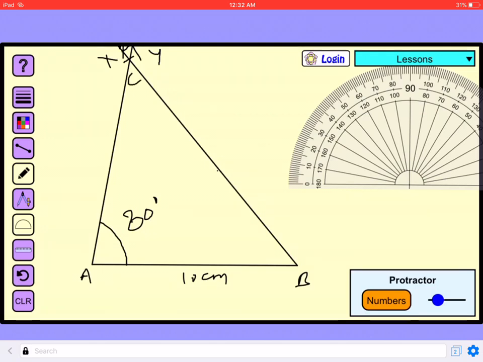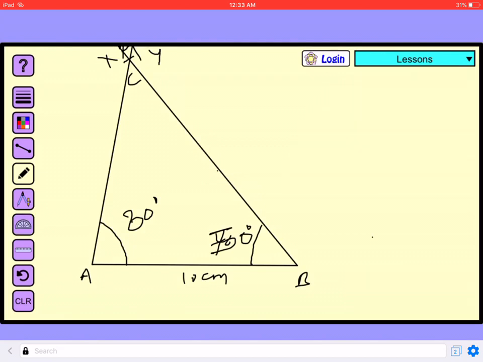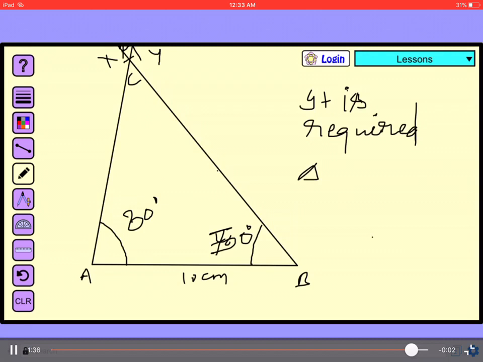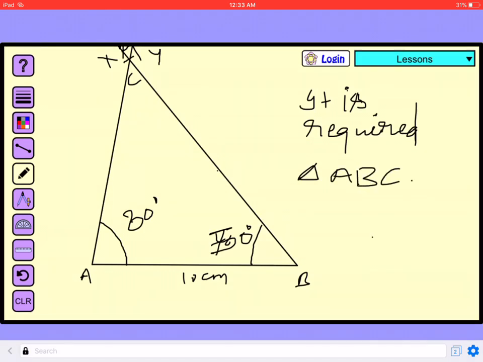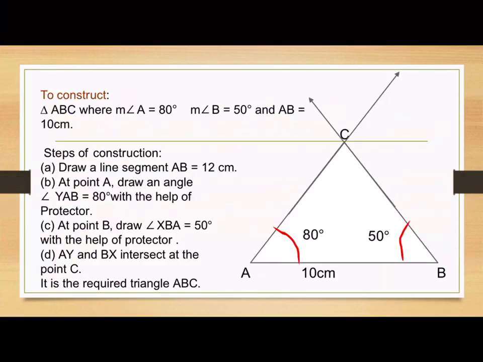So this is the required triangle ABC, whose angle A is equal to 80 degree and angle B is equal to 50 degree, and the side between them, that is AB, is equal to 10 centimeters. So it is the required triangle. So now you will be able to construct a triangle whose two angles and length of one side are known. So these are the steps of construction.